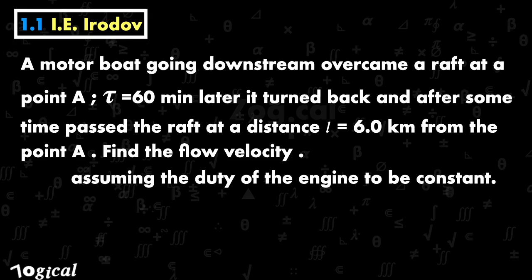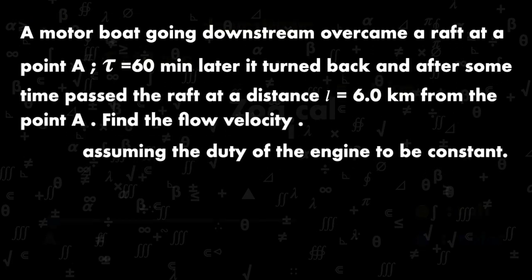So, question number 1, point number 1: a motorboat going downstream overcame a raft at a point A. Tau is equal to 60 minutes later, it turned back and after some time passed, it met the raft at a distance L is equal to 6 km from the point A. Find the flow velocity, assuming the duty of the engine to be constant.